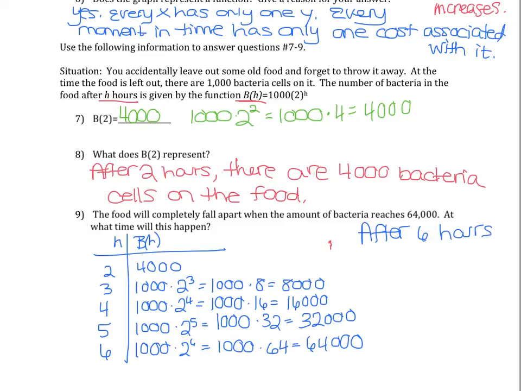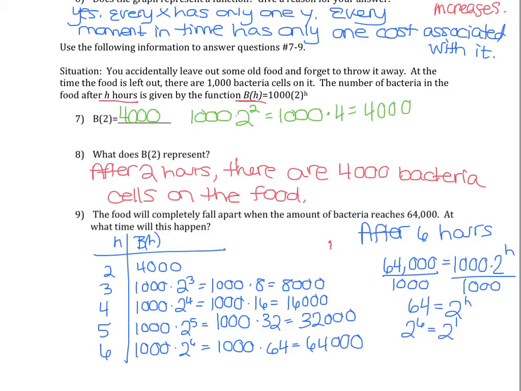Another way to look at this is we know b of h needs to be 64,000, and we know that the equation is 1,000 times 2 to the power of h. Well, the first thing I need to do is get 2 to the power of h by itself, so I'm going to divide by 1,000. 64,000 divided by 1,000 is 64, and that equals 2 to the power of h. I now need to get the bases the same, so 2 to the power of 6 is 2 to the power of h, so h has to equal 6. Again, you're still going to get this answer, so either way you solve it will work.